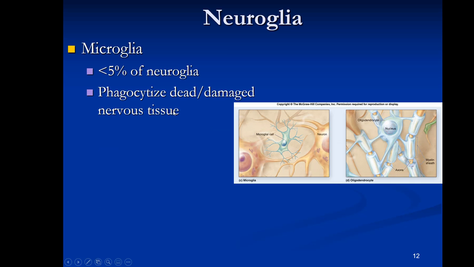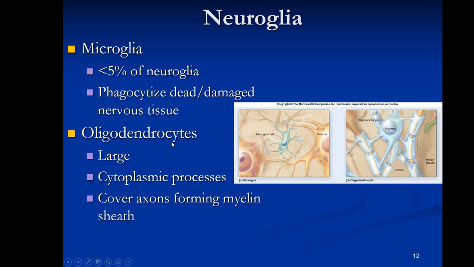All right, moving on, microglial cells. Not a whole lot to say here. These are just phagocytic cells that eat and get rid of dead and damaged nervous tissue. Then we have one that's a little more interesting, oligodendrocytes.